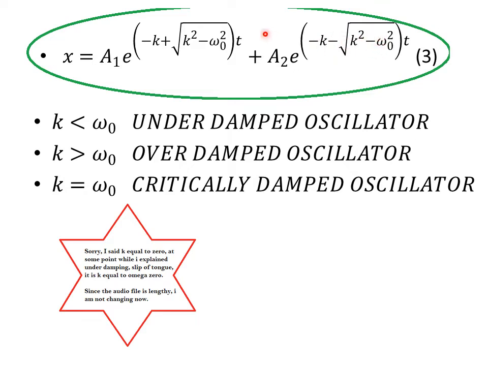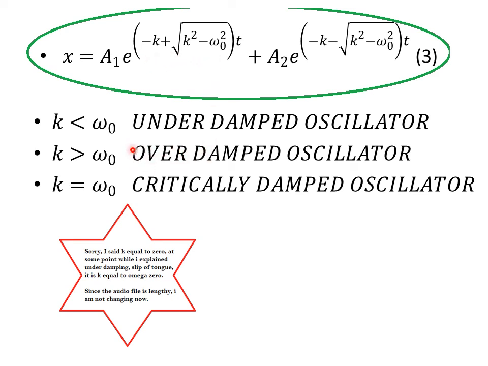So essentially the argument of the exponent in both these terms will be negative. That means in the case of overdamping, where k is more than omega 0, we will see that x will decrease exponentially with time.